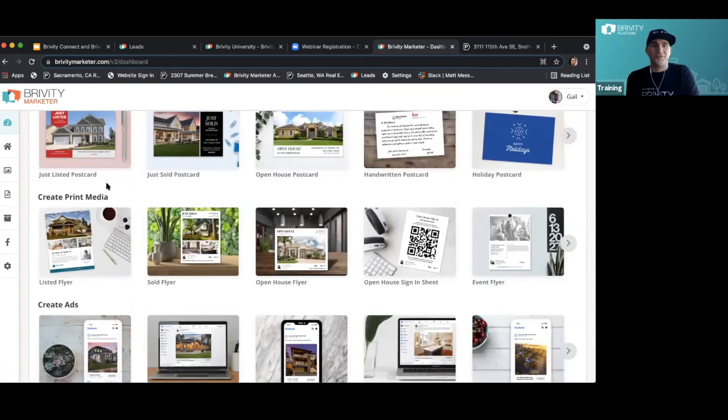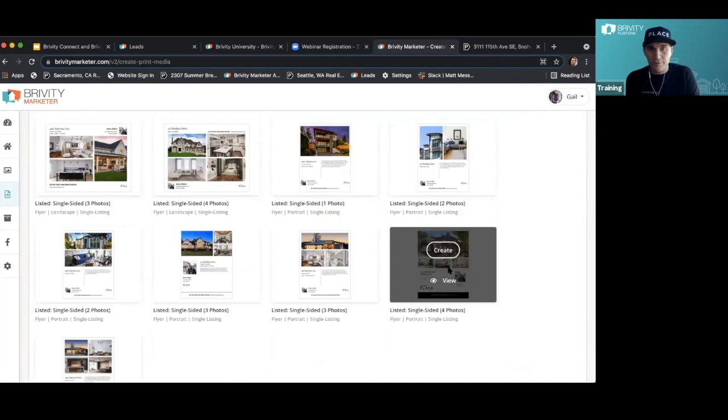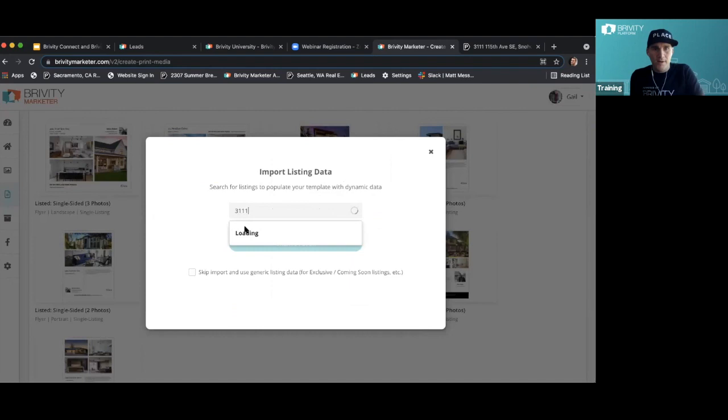So let's say I just listed that property, right? I'm going to come in here. I've got all these different designs of flyers that I could use. And so I'm like, you know what? I want to do this single side, multi-photo, four photos. I'm going to do this one. So I want to create it. Well, where's my property? I'll just pull my property in here again, right? It was this one. And I hit create flyer and it's just going to go out there.